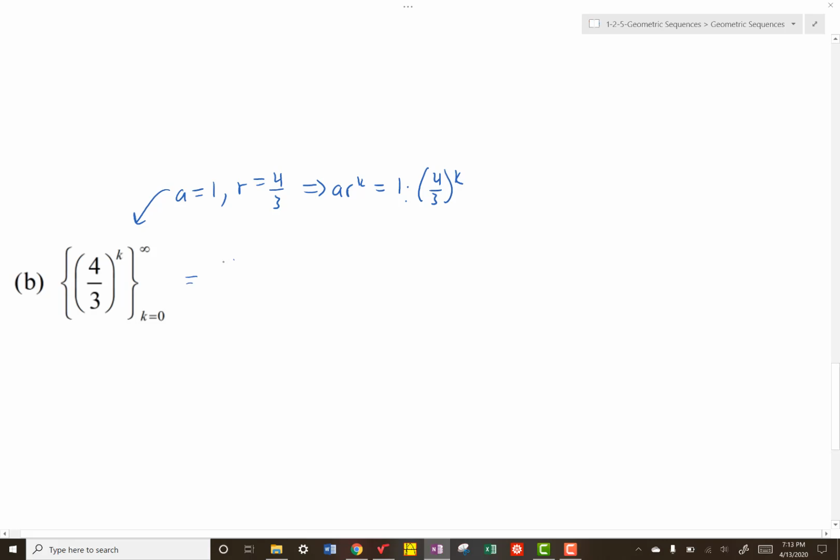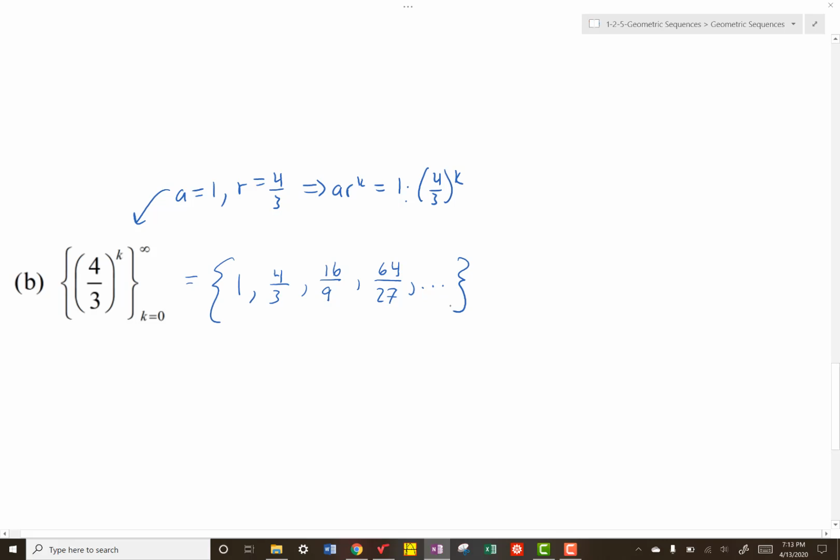Just writing out a few terms here. If k is 0, we get 1. That's our a value like we already said. If k is 1, we get 4/3. If k is 2, we're going to get 16/9. If k is 3, we're going to get 64 over 27, and so on and so on.